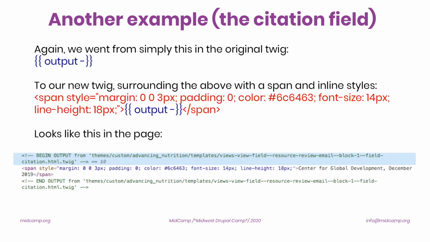So another example, the citation field, which needed to be smaller and light gray, I wrapped it in a span. I put the margin in there. I defined the color, the font size, all these inline styles that, again, are 20th century, but you've got to do for an HTML newsletter. So this is kind of a screenshot of what that looks like in the page. And you see those inline styles being outputted by the Twig in the code.